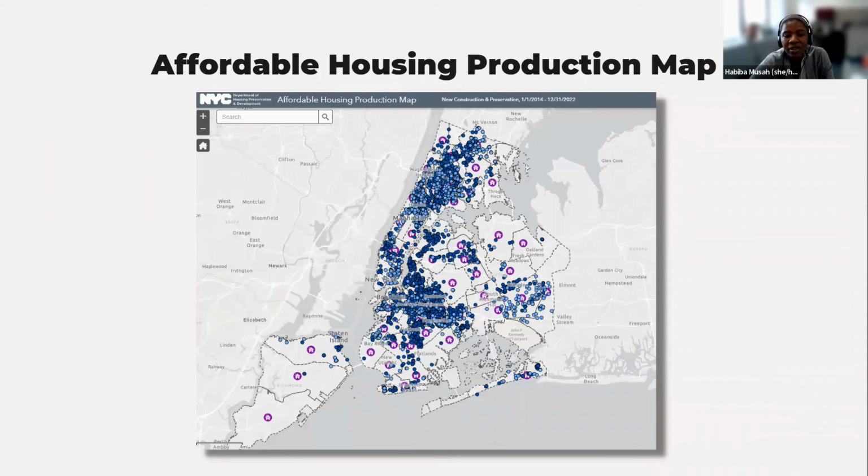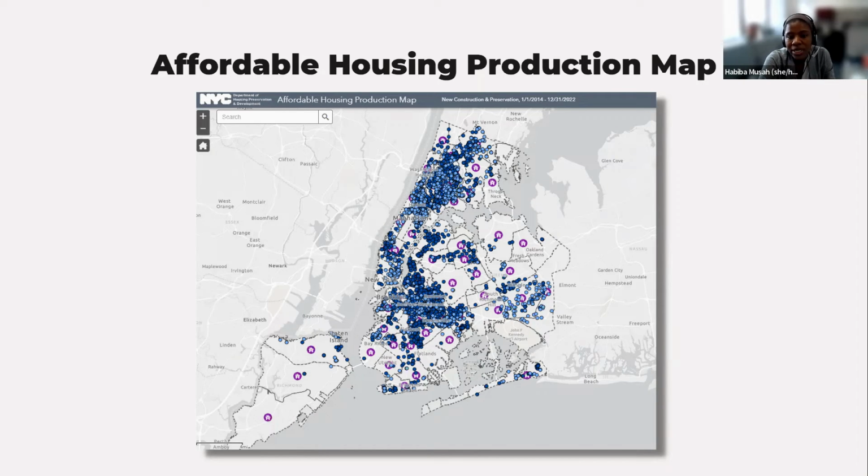HPD also created the Affordable Housing Production Map to show the affordable housing open data in map form. On the map, what's clear is that we produce affordable housing all over the city, but that there are certain parts of the city where we see a lot of our production, including in the Bronx, which, if you recall, is where about a third of our production is, Brooklyn, where about a quarter of our production is, and Manhattan, where about another quarter of our production is.